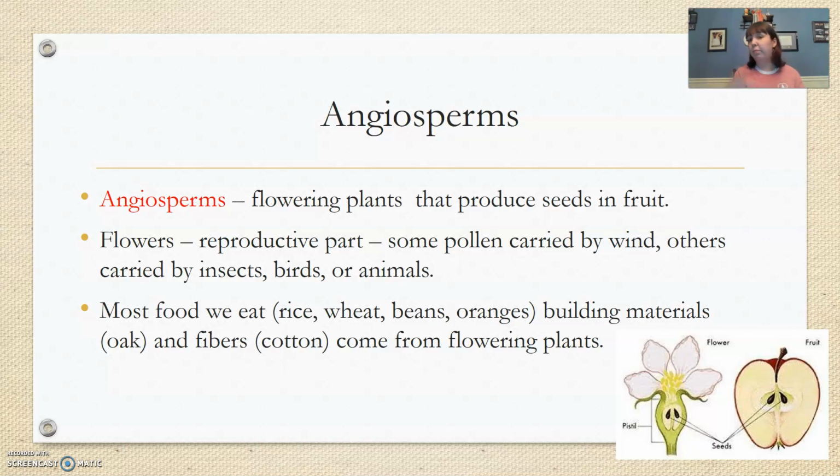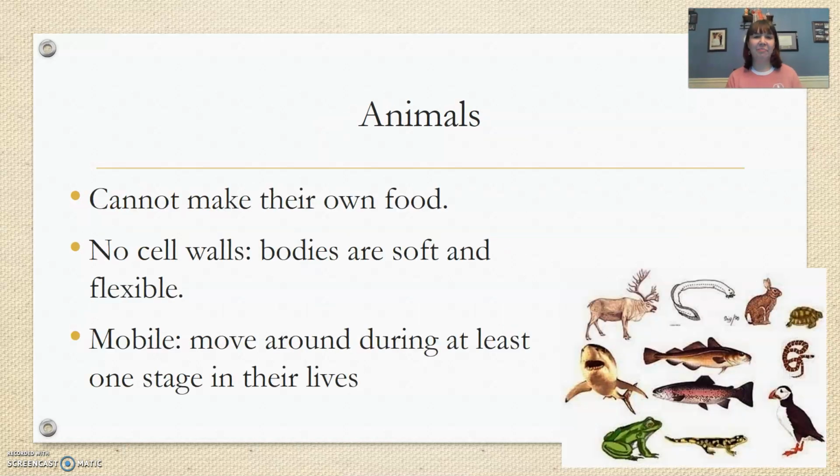Some is still pollen carried by wind, but others have adapted a relationship with insects, birds, animals, bats, to be fertilized, to be pollinated by those animals. Most of the food that we eat are angiosperms. Most of the building materials like oak and our fibers like cotton all come from flowering plants. We're very dependent upon angiosperms, and thus on the pollinators that allow these to do their thing.